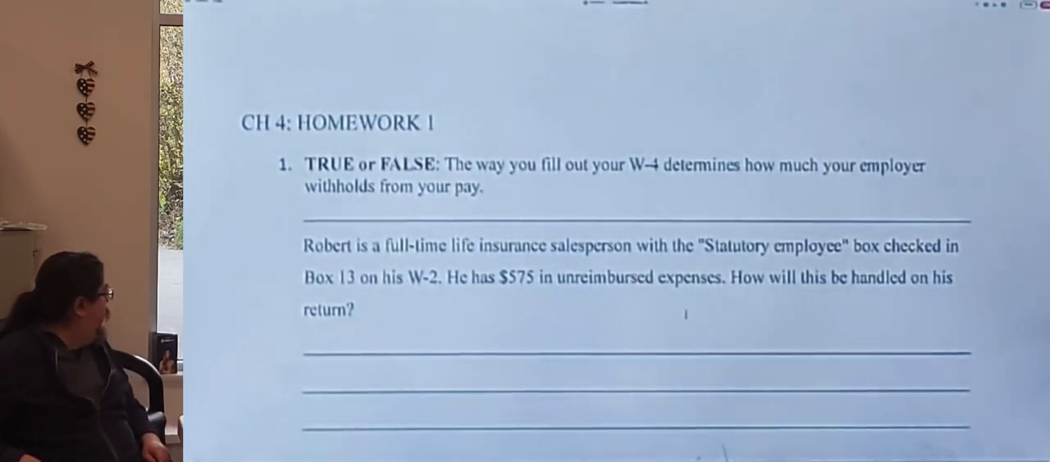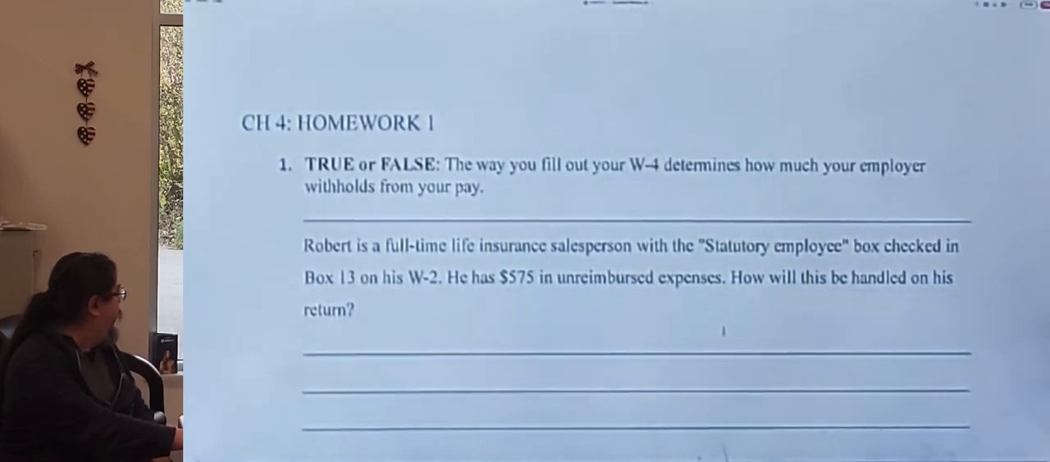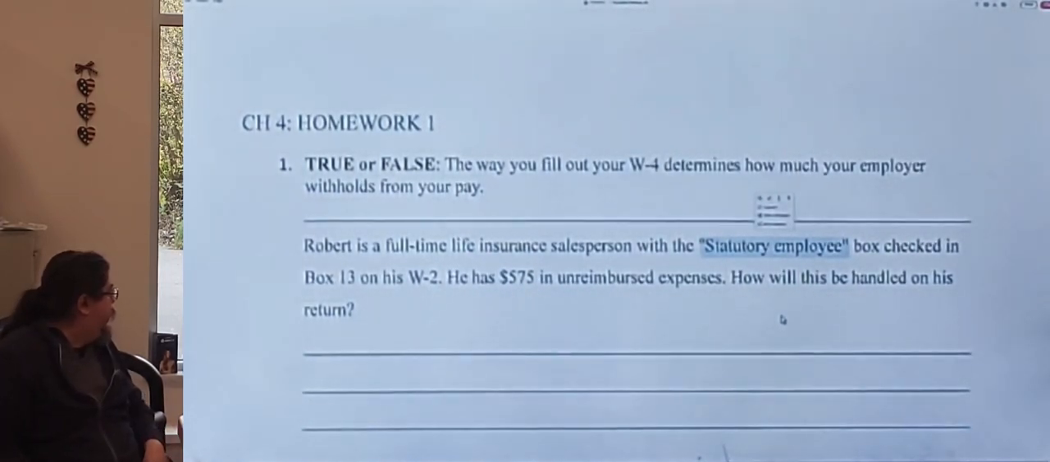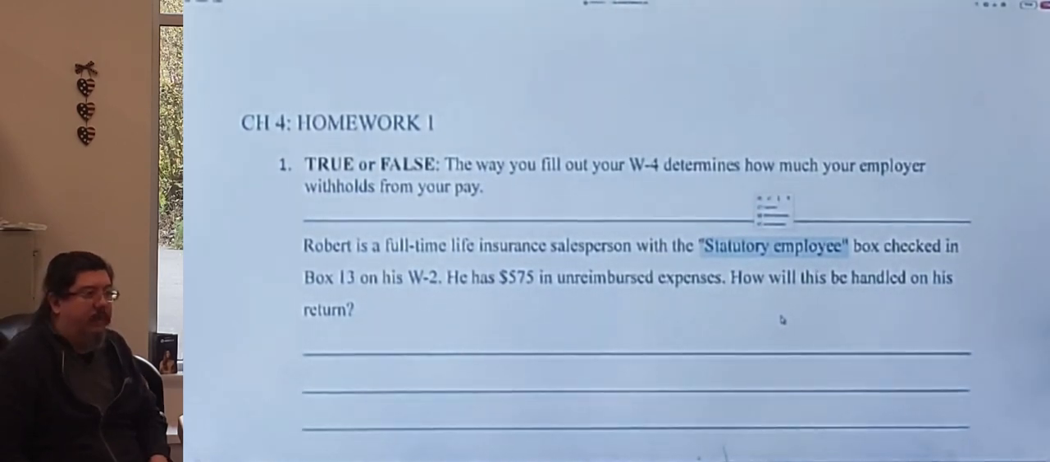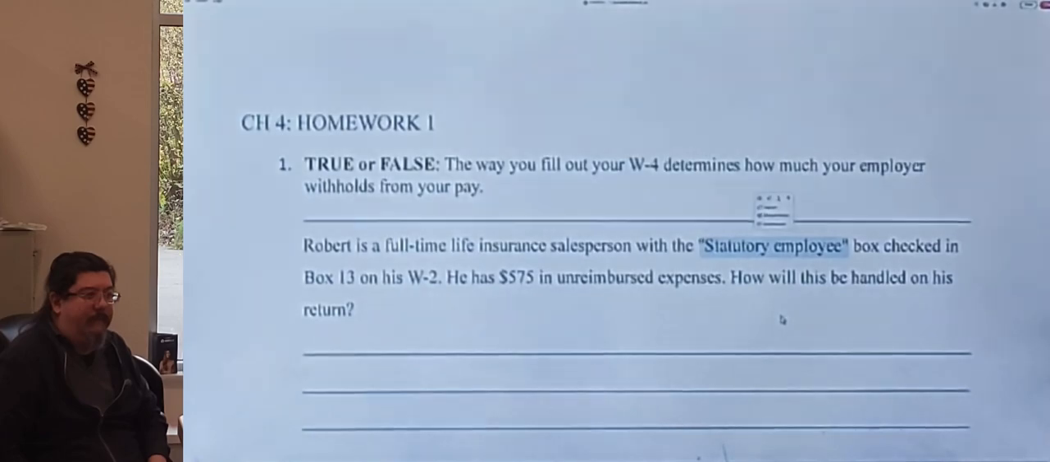The way you fill out your W-4 determines how much your employer withholds from your pay. So Robert is a full-time life insurance salesperson with the statutory employee box checked on box 13 of his W-2. He has $575 in unreimbursed expenses. How will this be handled on his return?